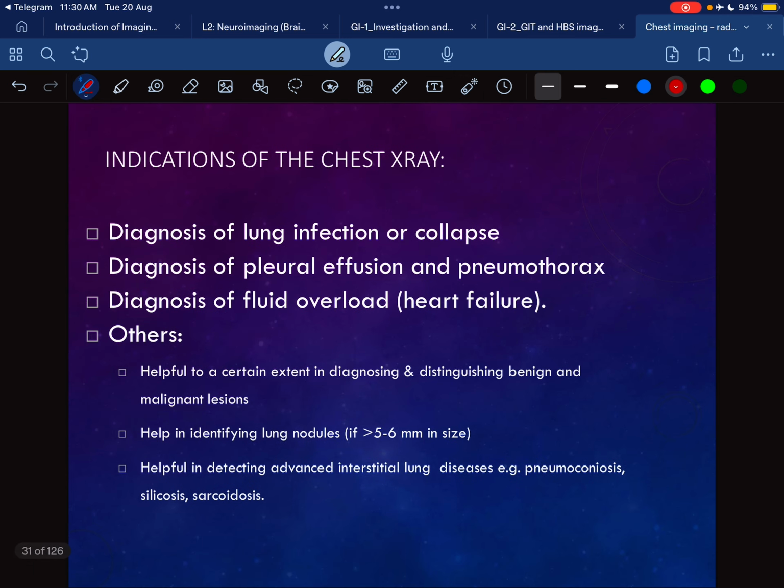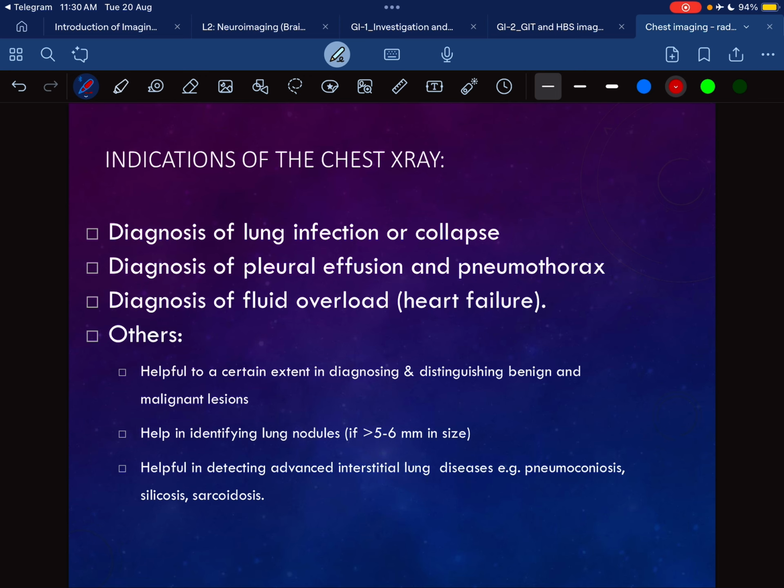So the indications for chest X-ray are lung infection, anaphylaxis, pleural effusion, pneumothorax, fluid overload, and sometimes to follow up things. Small nodules, maybe not, but usually not. Interstitial lung disease sometimes, if it's advanced, otherwise it can be missed.